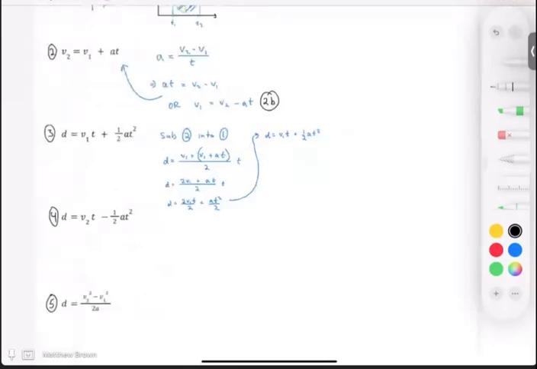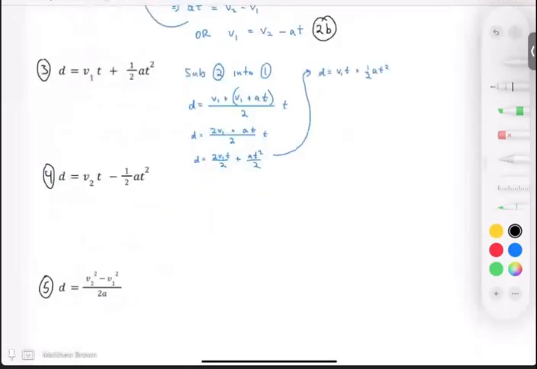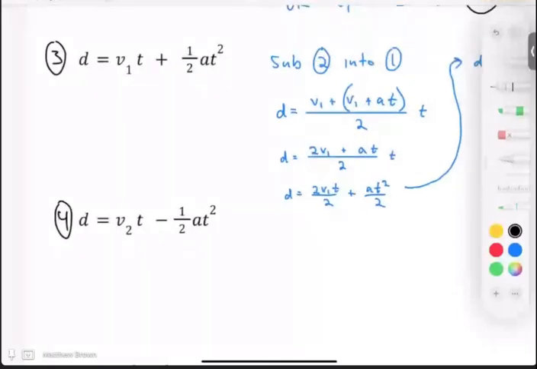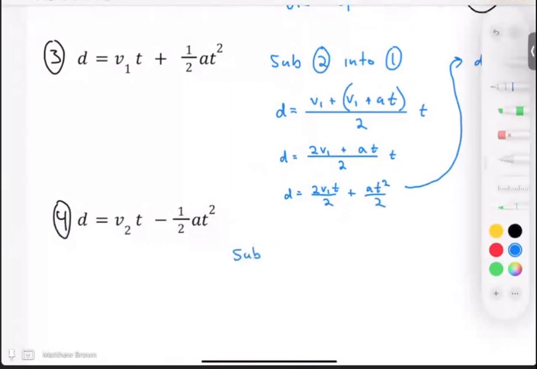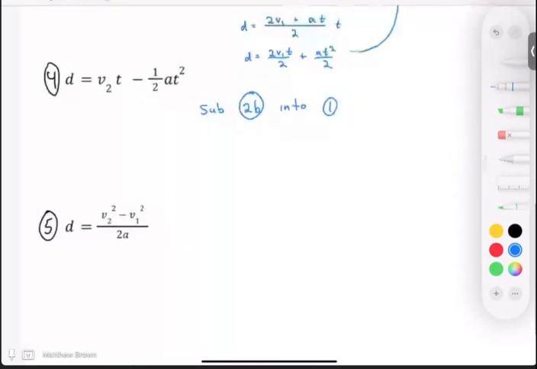So for number 4, I'll leave this as an exercise, but if you wanted to get equation 4, you can see how it's very similar to equation 3. It's just got V2 instead of V1. So if you wanted to get this one, you would just sub 2b into equation 1. And you should be able to derive equation 4. So I'll let you do that on your own because I don't want to have all the fun.